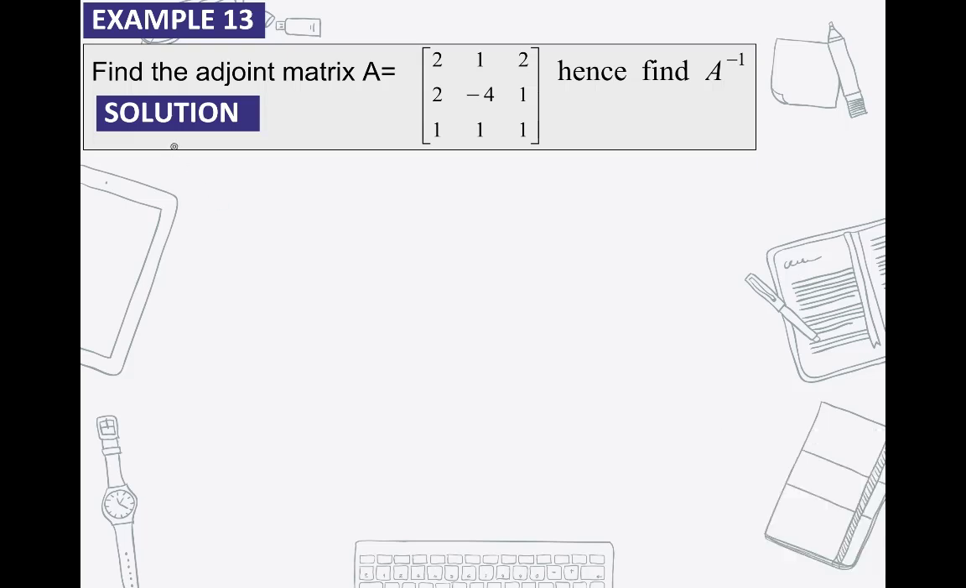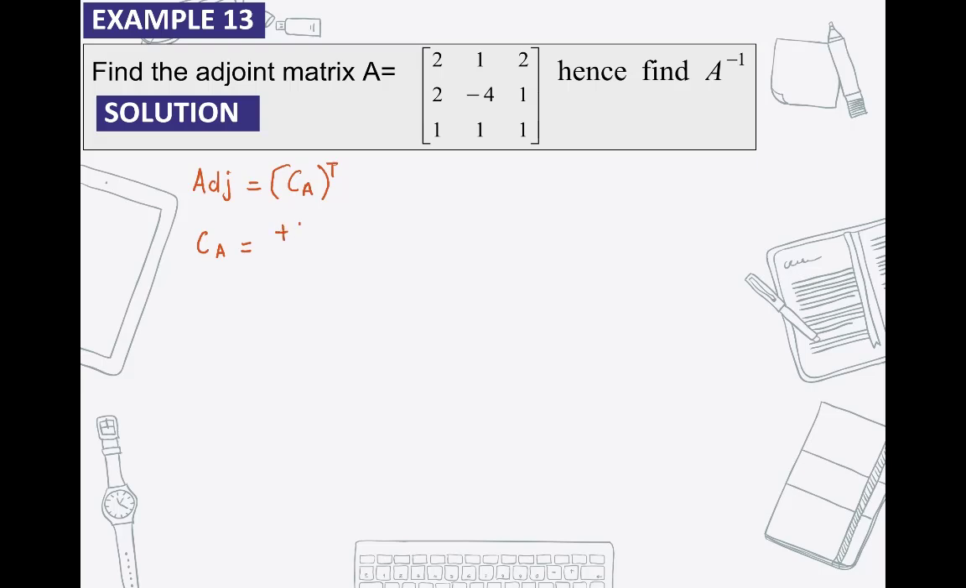Find the adjoint matrix of A. So first we find the adjoint matrix. If you want to find the adjoint matrix, you have to find the cofactor of matrix A and then you have to transpose this. So first we find the cofactor of matrix A. I have done this in one of my videos, how to find the cofactor of a whole matrix.